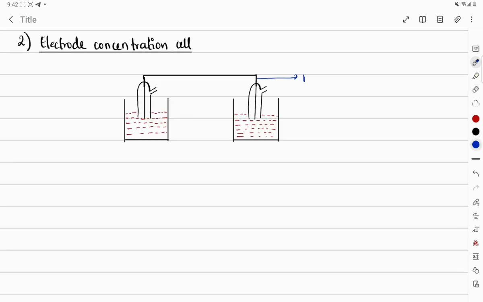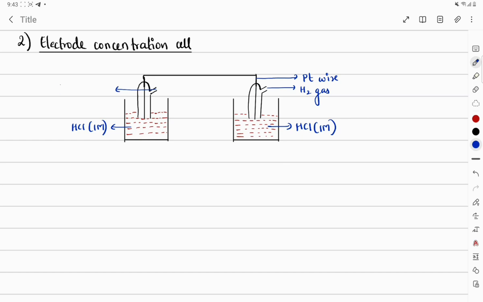This will be platinum wire. Here we will be pumping hydrogen gas, given that it is a hydrogen electrode, and this will be obviously an electrolyte solution containing H plus ions. For example, we can take HCl. Same way, here also we will be taking HCl only. If this is 1 molar concentration, then obviously this should be 1 molar concentration, because the concentration of electrolytes should be same. And again, platinum wire and hydrogen gas.